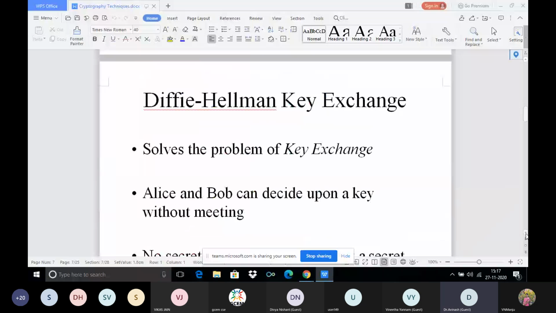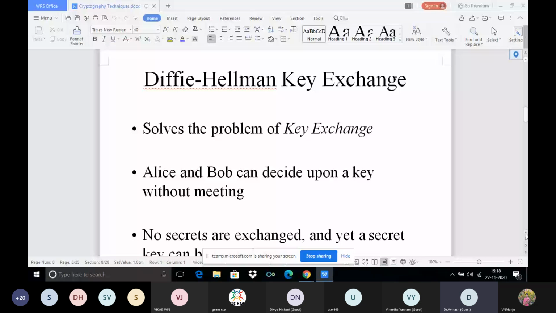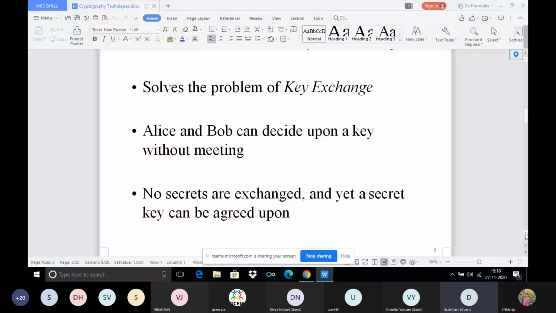So Diffie-Hellman key exchange is the technique which can solve the problem of key exchange. Okay, so the same example which I will discuss with you, that is the Alice and Bob example. The sender and receiver can decide upon a key without meeting. So this is the way the key exchange problem can be solved, when no secrets are exchanged and the secret key has to be agreed upon.